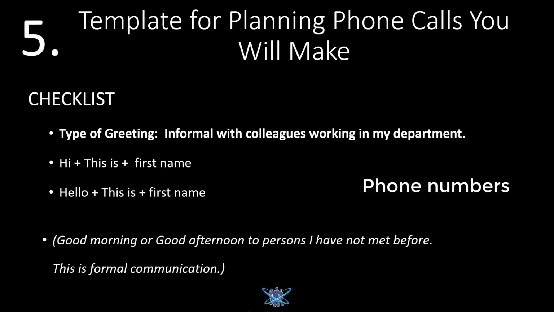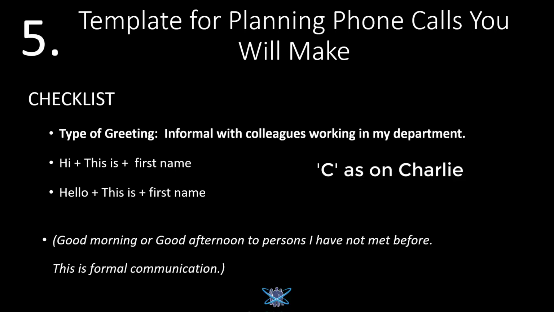If phone numbers are left, they are pronounced slowly and clearly. Letters that are in abbreviations are clarified. Example, C as in Charlie.